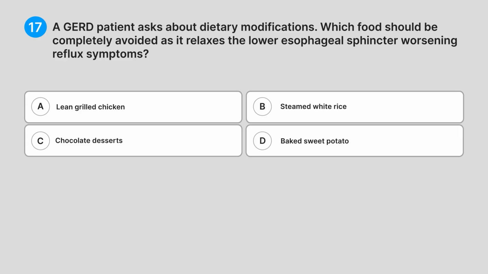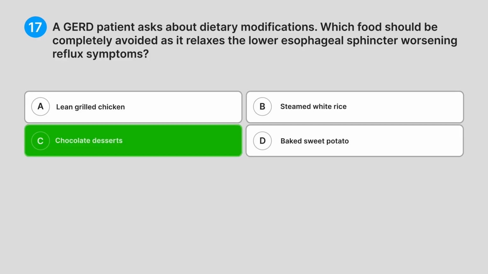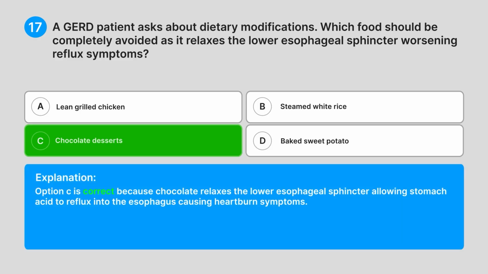Correct answer, C. Chocolate desserts. Explanation. Option C is correct because chocolate relaxes the lower esophageal sphincter, allowing stomach acid to reflux into the esophagus, causing heartburn symptoms.